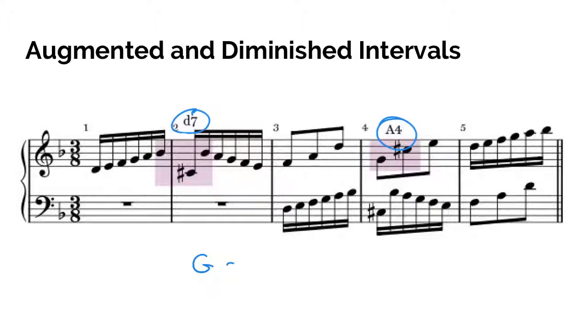So from G to A to B to C, 1, 2, 3, 4. That would be our perfect fourth. But if we raise our perfect fourth, it becomes augmented. So the augmented fourth happens a lot in major and minor diatonic music, and we'll be talking about that in chords and when we talk about voice leading as well.